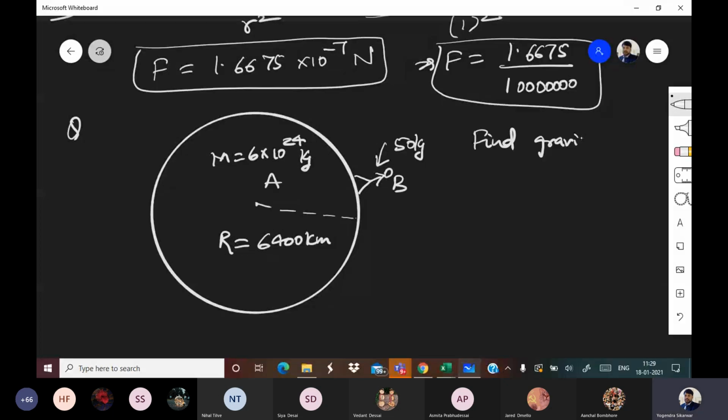Find gravitational force acting between A and B. So what you need to do is find the gravitational force acting between A and B. Please find.